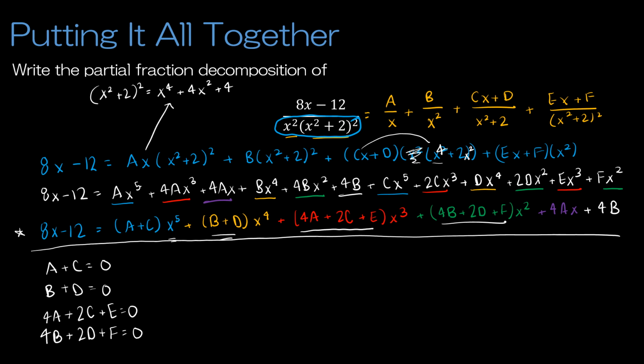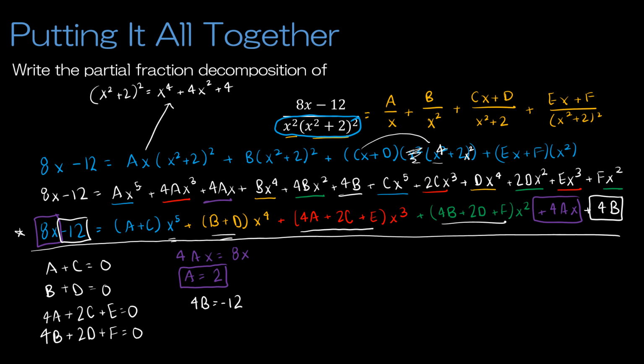So let's start with the two that we haven't even looked at yet. 4ax has to be equal to 8x. And so dividing by 4x on each side, I get a is equal to 2. So now I have that a is equal to 2. And let's go ahead and do 4b has to be equal to minus 12. So 4b equals negative 12. Dividing by 4 on each side, b is negative 3.